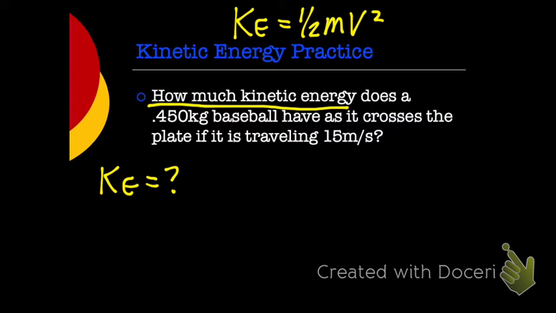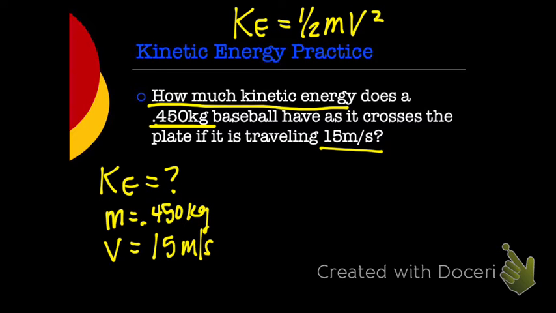The second thing it tells me is that it has a mass of 0.45 kilograms. So what variable does that get assigned to? The mass, the m, right? Remember, this stands for mass, and this stands for velocity. So that means my mass is 0.450 kilograms. And it says it's traveling 15 meters per second. What variable does that go with? v, that is velocity, right? Velocity and speed are the same thing for us right now, so 15.